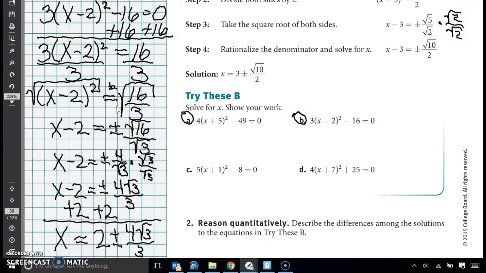Alright, so we have x equals 2 plus or minus 4 square root of 3 divided by 3. And again, to check our answer, we're going to put this into the calculator. So 2 plus 4 times the square root of 3 divided by 3. Plug it in for x, subtract 2, square that, multiply by 3, subtract 16, and it should equal 0 for both of them. Alright, so I would like for you to try one.